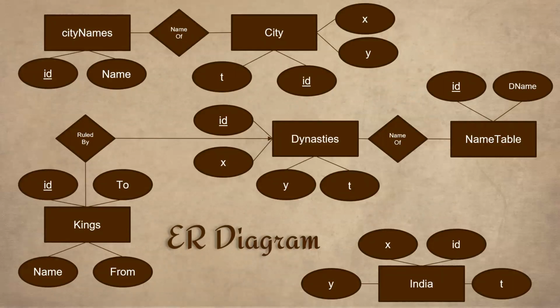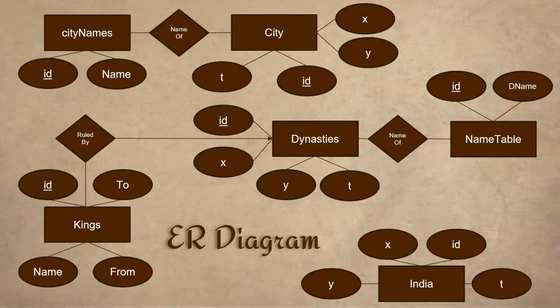This is the ER diagram of our project, which represents different tables and their attributes. The main one here is the dynasties table, which has the ID. X and Y are the coordinates of the points present through the map. T is the time. The name table represents the names of the dynasties present in the dynasties table. It has ID and name as attributes. We can notice that the ID column in the name table is a foreign key of the dynasties table.